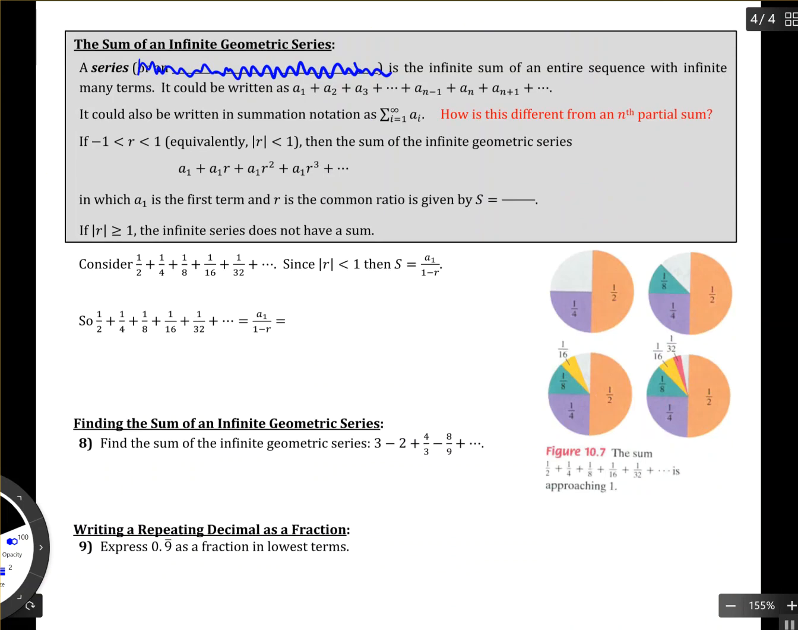All right, a series is the infinite sum of an entire sequence with infinitely many terms. Sometimes the ones we're talking about here, we'll call an infinite geometric series, but they're not interchangeable. You can have series that are not infinite geometric series. So that's why I crossed out that little blank there. Basically it goes on forever, right? So the question here, how is this different from an nth partial sum? Well, the nth partial sum stops at a finite number. This means we keep adding over and over, and we never stop.